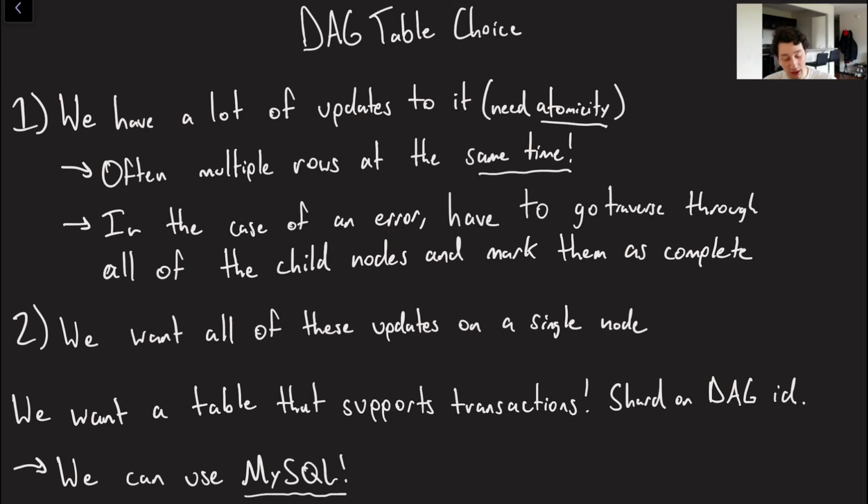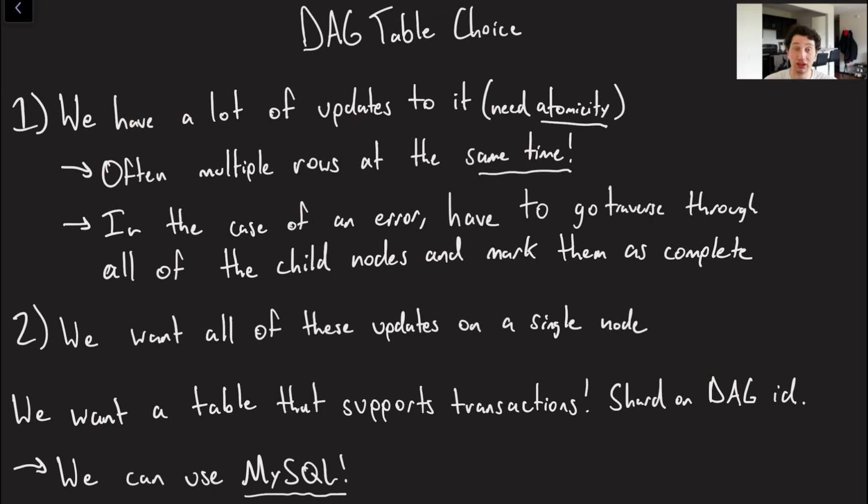Like I mentioned as well, in the case of an error, we basically have to propagate down all of the children of that particular error node to mark them as completed, albeit with an error because they can't run. And as a result of that, that's another example where we're just going to have to update many, many rows at the same time. Number 2 is that we want to do all of these updates on a single node.